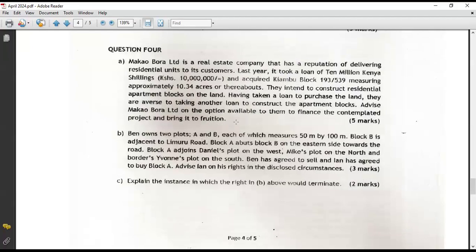Ben owns 2 plots, A and B, each of which measures 50 by 10 meters. Block B is adjacent to the Limuru Road. Block A butts Block B on the eastern side towards the road. Block A adjoins Daniel's plot on the west, Mike's plot on the north, and borders Yvonne's plot on the south. Ben has agreed to sell, and Ian has agreed to buy, Block A. Advise Ian on his rights, 3 marks.